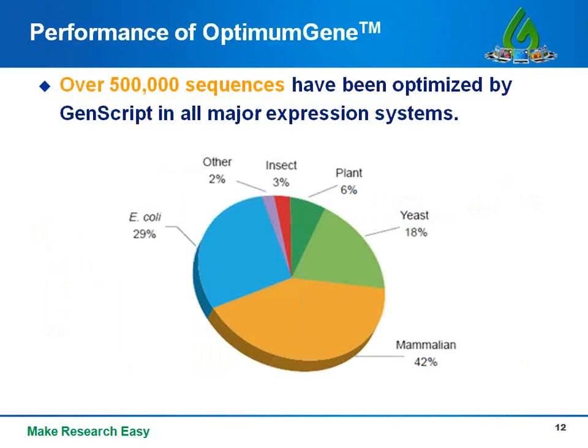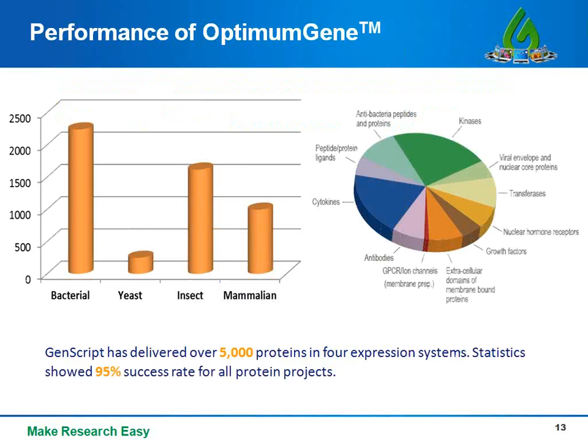So GenScript has actually used our optimum gene algorithm to optimize over 500,000 sequences in all major expression systems. You can see that most of our work has been in mammalian and E. coli, but all of them we're quite experienced in. We routinely test and improve our algorithm, both because we want to provide the best results for our customers, and also because we use our codon optimization algorithm in-house for our protein services.